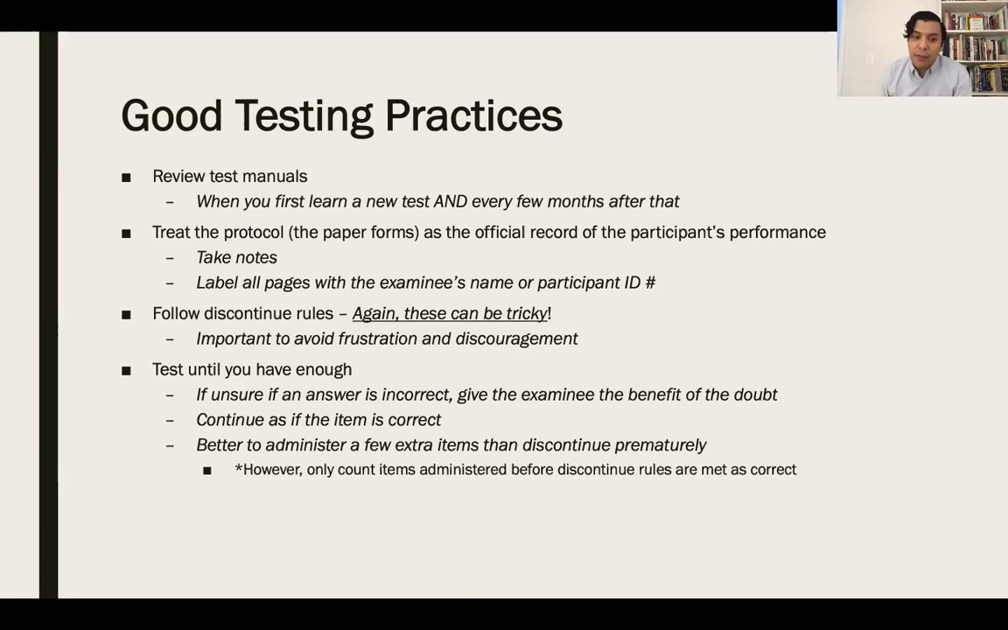However, when we're scoring and calculating total scores, even if we administered a few extra items that were unneeded, because we go back and realize the item that we were unsure about is actually an incorrect response, we only want to count the administered items before the discontinue rules are met. Count those towards the total score.